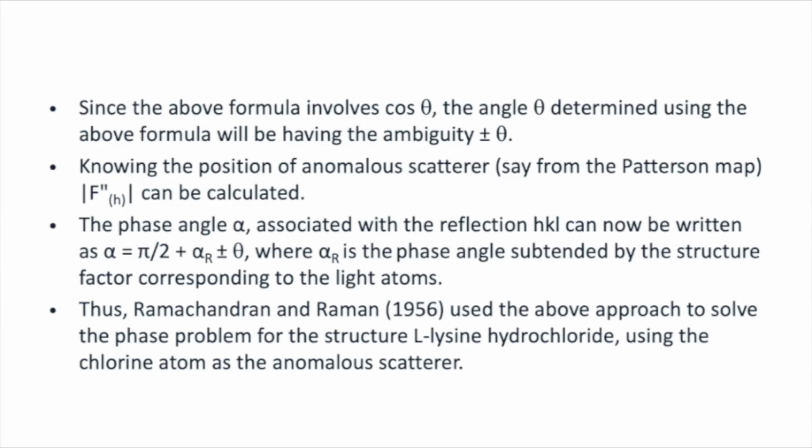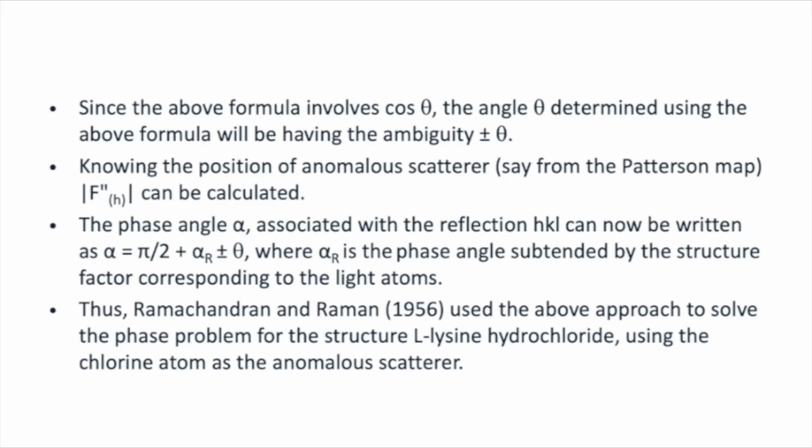My aim is to get the total phase angle, alpha, for the Fourier synthesis. From the geometrical proof, we have the relation that alpha is 90 degrees plus whatever phase you get from the heavy atom and light atom contributions, plus or minus theta. Now whether to take plus theta or minus theta is the question, the phase ambiguity in anomalous scattering. When you take plus theta, you find a value; when you take minus theta, you find another value. Whichever value is closer to alpha r is the right value for the phase.